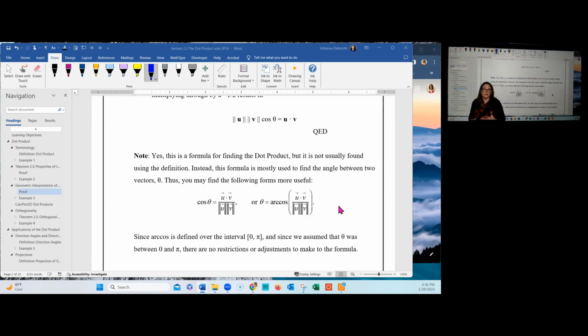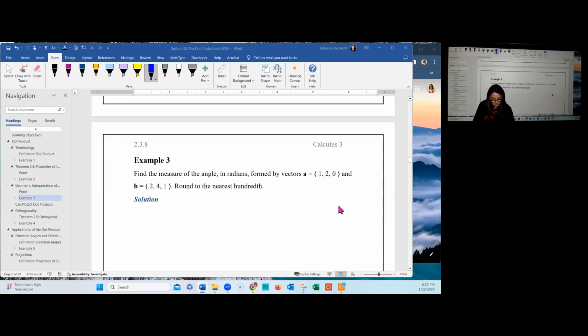Now you may be worried because anytime you use an inverse trig function, it's restricted. Remember, we had to restrict the domain of them. So we're a little worried about what range we're going to get out of this. But remember that we defined theta to be between 0 and pi. The angle between any two vectors, however we do them, is going to be 0 to pi. And if that's the case, we're fine, because arc cosine is defined on 0 to pi, which is very convenient. So we don't have to worry about any adjustments to the formula.